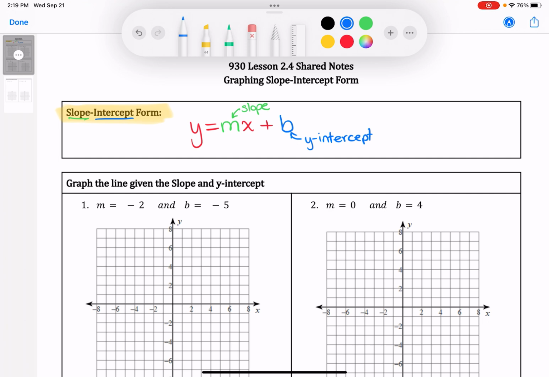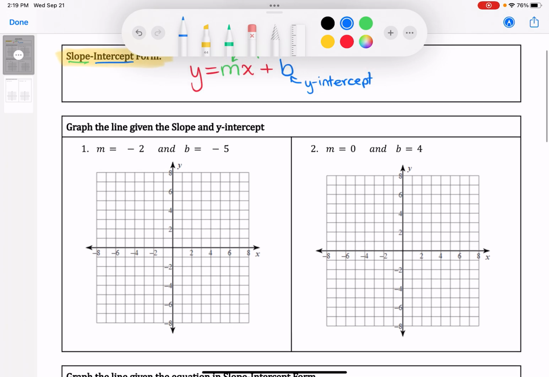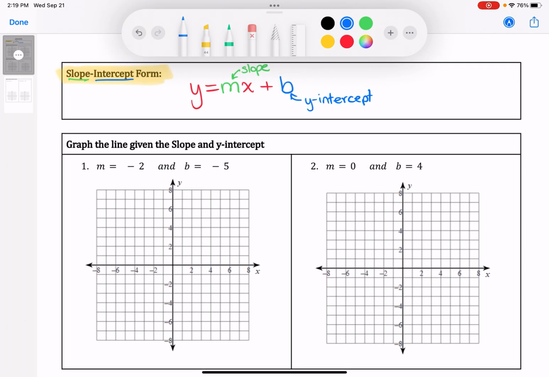So let's talk about how I use slope-intercept form in order to graph a line. Let's say that I just give you those two really important pieces of information. What if I give you the slope, m equals -2, and the y-intercept, b equals -5? It's not even in an equation right now, but I have those pieces of information. So if I know that b is -5, this is where I'm going to start my graph.